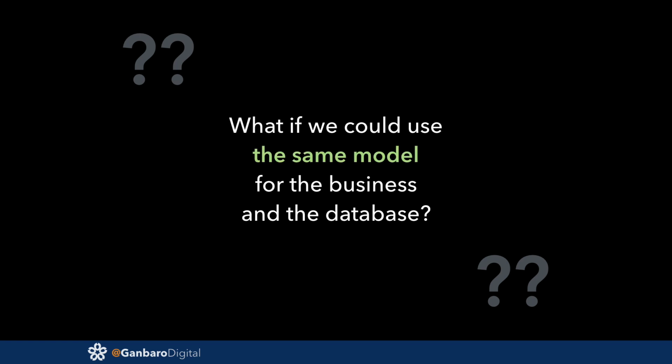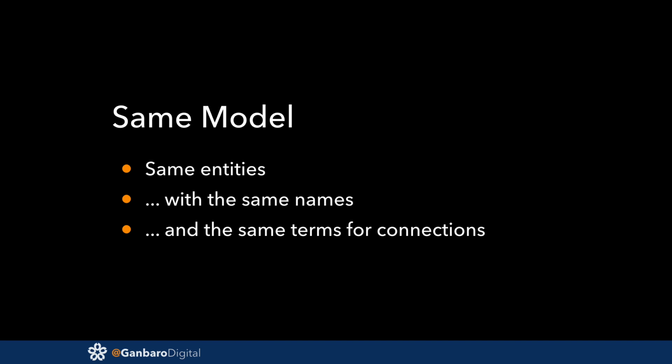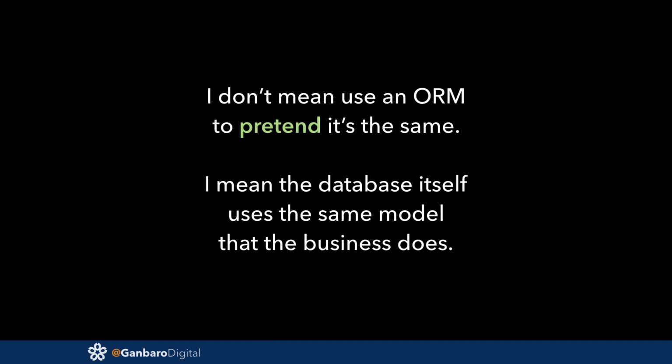The exact same model. I mean, the same entities, same names, same terms for how they're all interconnected to each other. Exactly the same everywhere. And I don't mean using an ORM or something else equally slow to pretend that it's the same. I mean using the exact same thing at scale. Because normally scale is when you start to compromise your database design.